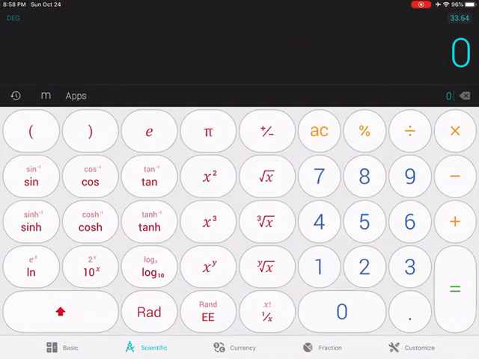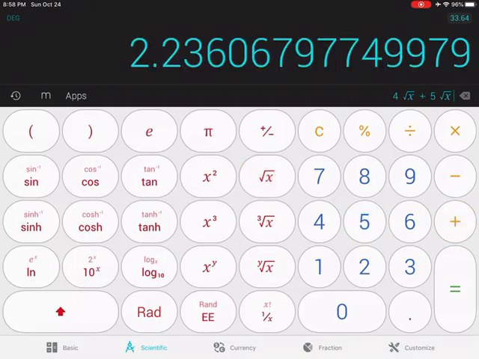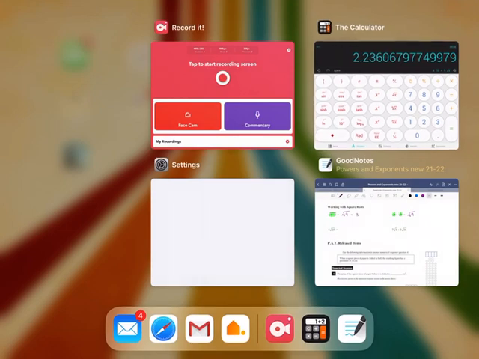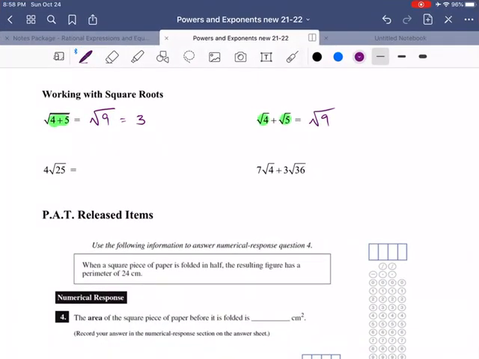If you do this, root 4 plus the root of 5 gives us 2.23, okay? And if you do those separately, so 2 plus 2.236, our answer is 4.23, which is much different than what we just had in 3.